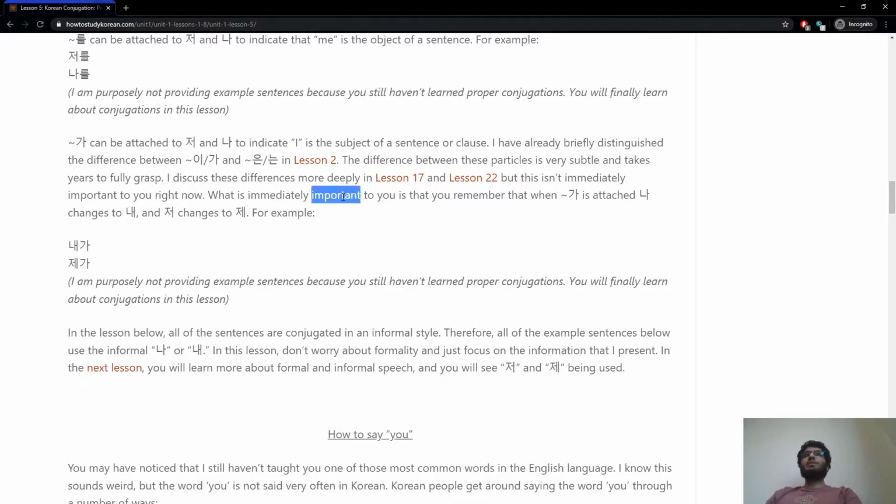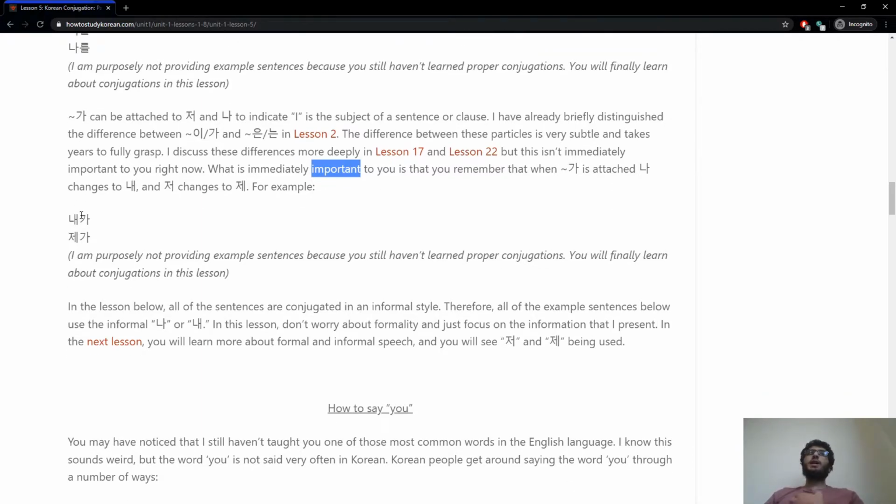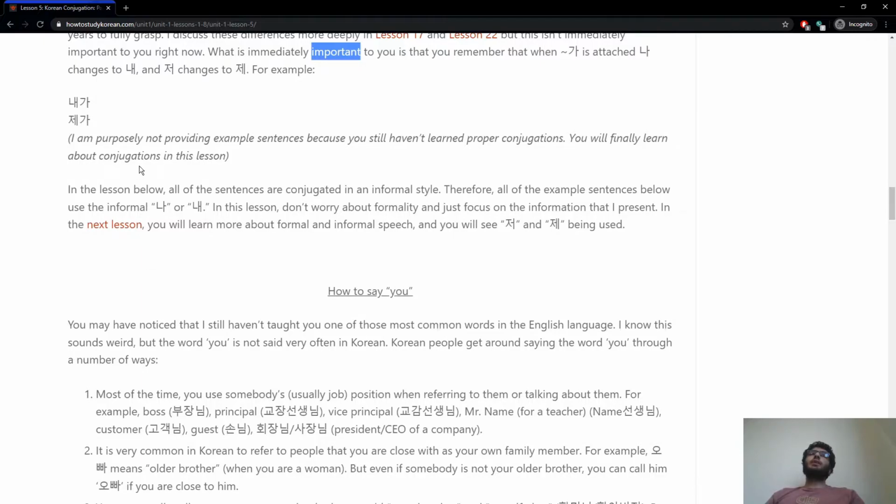What is immediately important to you is to remember that when 가, like from 이 or 가, is attached to 나, it becomes 내, and 초, the formal version, becomes 제. So 내가 and 제가. Again, he's not putting any examples for reasons.